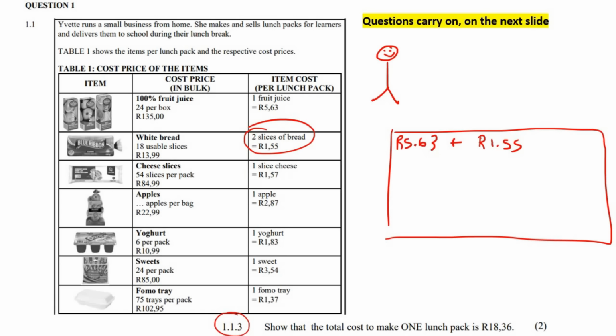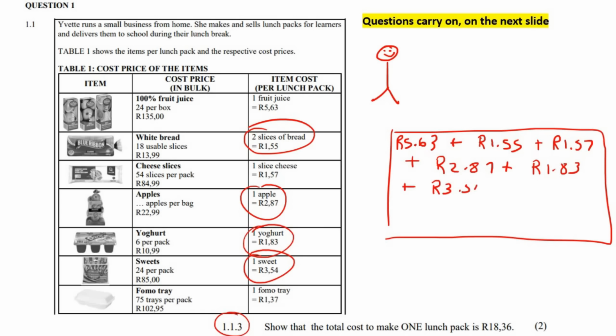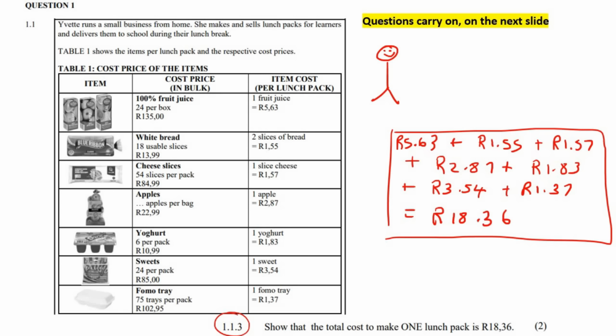1 slice of cheese, which will go on the sandwich, so that's 1 Rand 57. And then 1 apple, 1 yogurt, 1 sweet, they even get a little sweet, and then 1 FOMO tray. That's just the little tray that they use to carry everything. So that's 1 Rand 37. And if you add that all together, you're going to get 18 Rand 36. 18 Rand 36 for each learner's lunch pack.